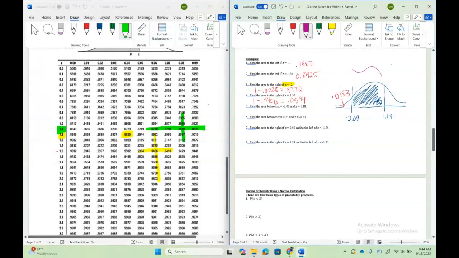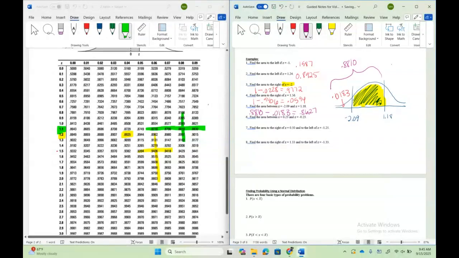All right, so this whole area is 0.8810. Okay, so to find just this area, what we're going to do is subtract: 0.8810 minus 0.0183 for my final answer, which is 0.8627. Okay. All right, so similar question here.